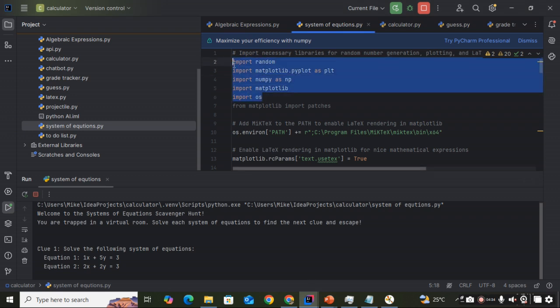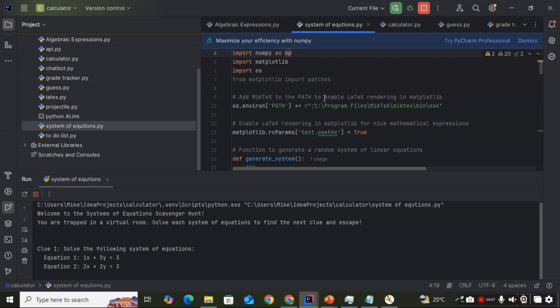Here we import the necessary libraries for random number generation, plotting, and LaTeX. Import random for generating random numbers. We have matplotlib.pyplot as plt for plotting, and so on. We have these other libraries.